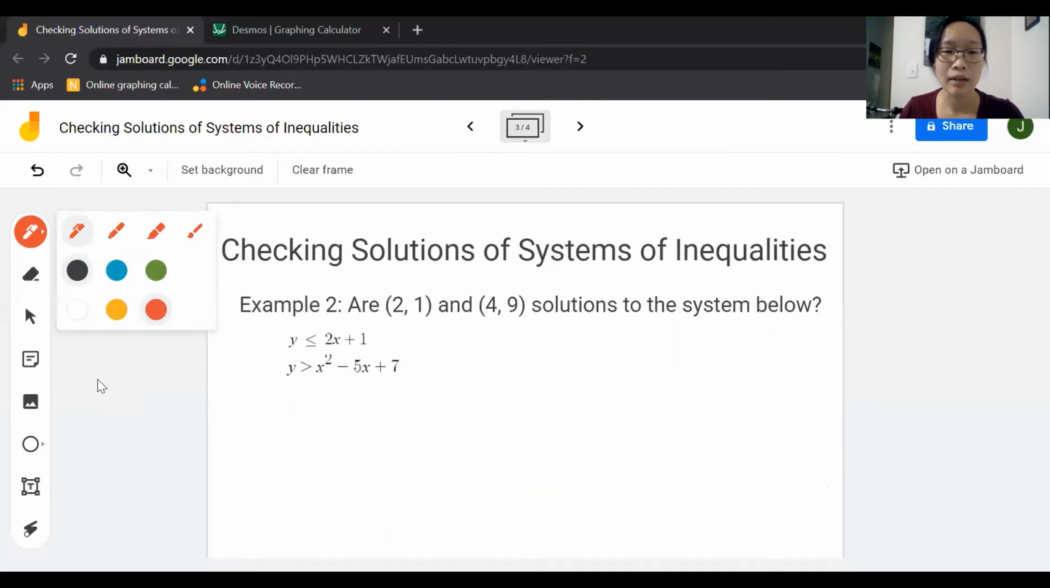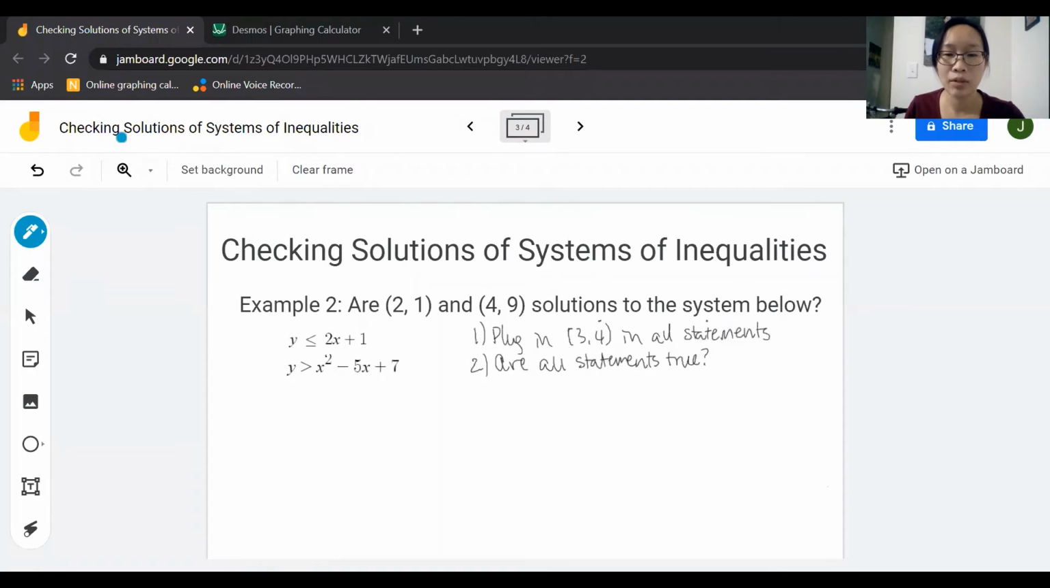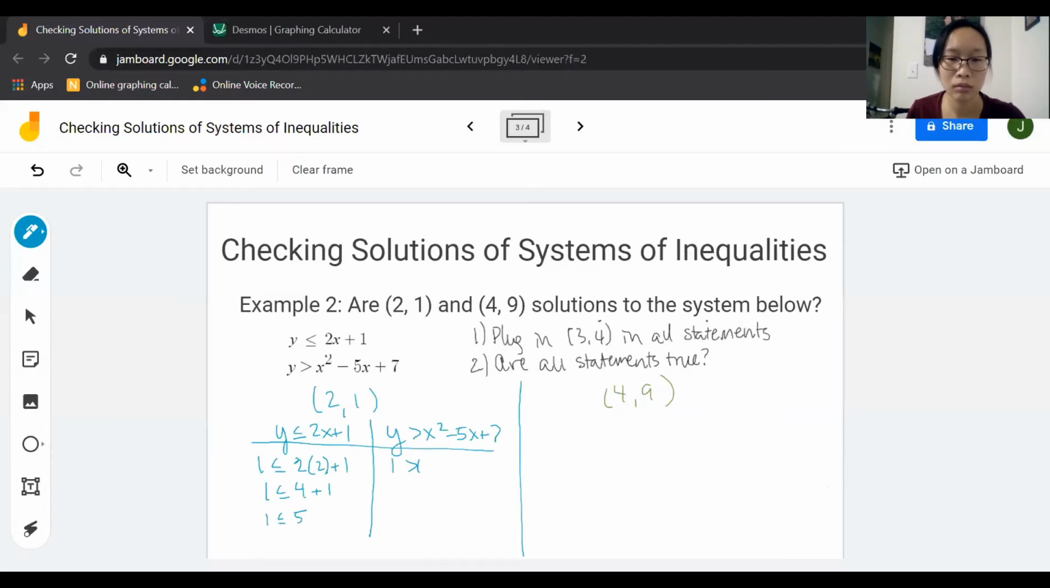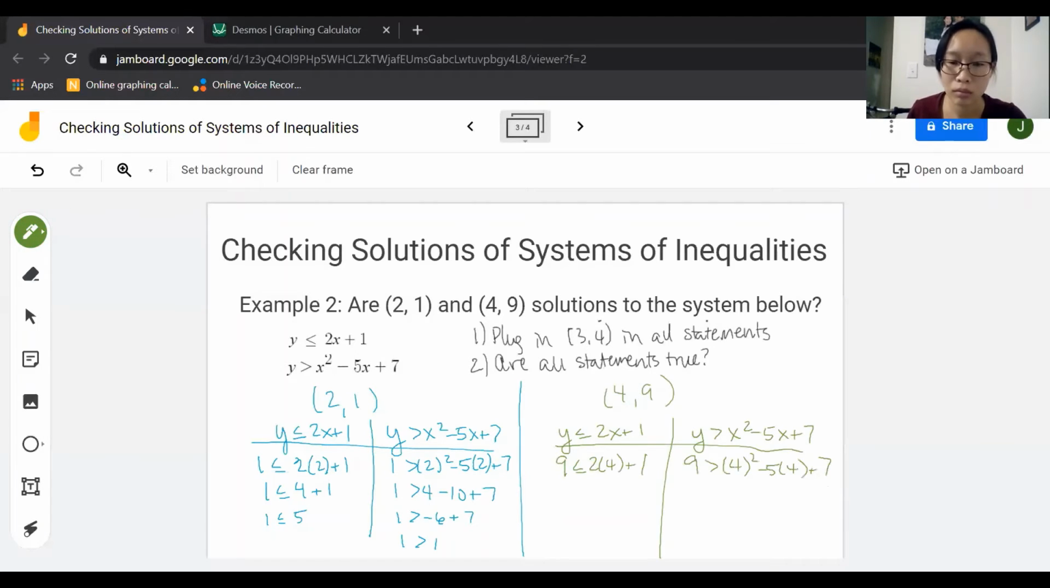Here we are asked if (2, 1) and (4, 9) are solutions to the system below. Recall our 2 steps. I'm going to set up 2 separate areas, one where I can check if (2, 1) is a solution, and one where I can check if (4, 9) is a solution. I'm going to create a t-chart and check both statements for each point. I'll fast forward through this part. Now I can see if all my statements are true.